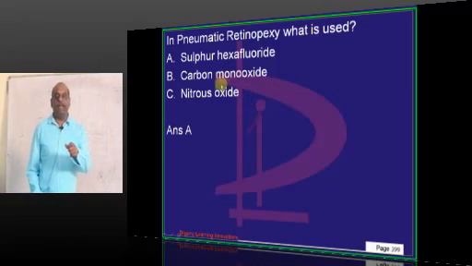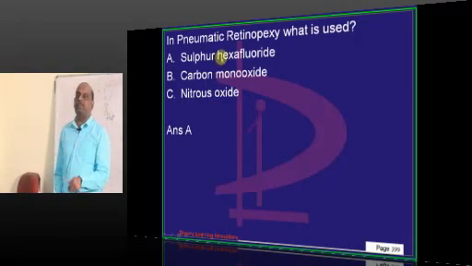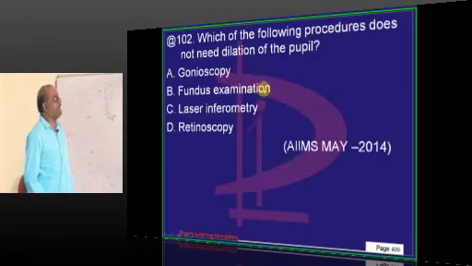What will you use in pneumatic retinopexy? Will you drive air or gas? We drive gas, that is sulfur hexafluoride.